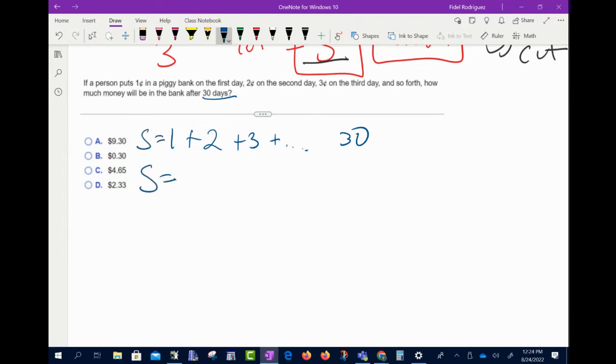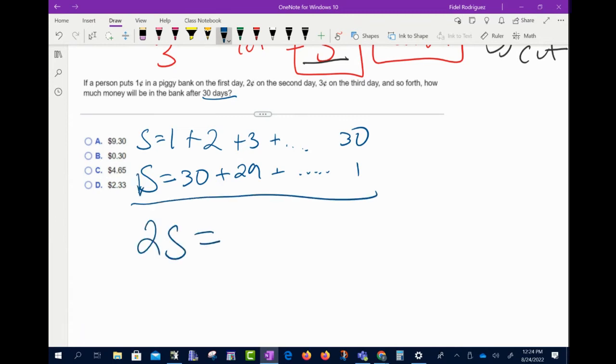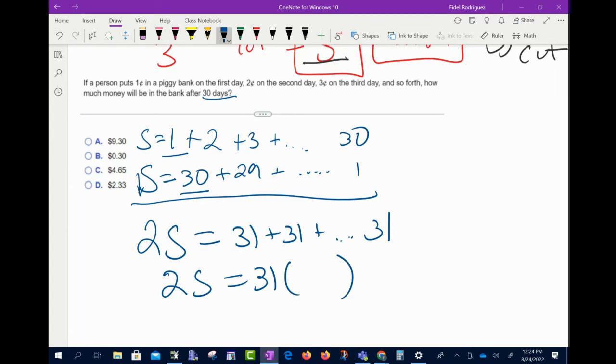So look, I'm going to write my sum again, but I'm going to write it going backwards. Remember, 30. What would be right after 30? 29, right? Okay. All the way down to 1. Okay. So now, when we add straight down, that's going to give me twice my sum. Well, 1 plus 30 is 31, and 31. And so we're continuing adding the number 31. Does anybody know how many times we're adding the number 31?